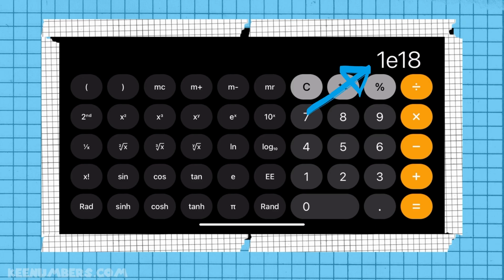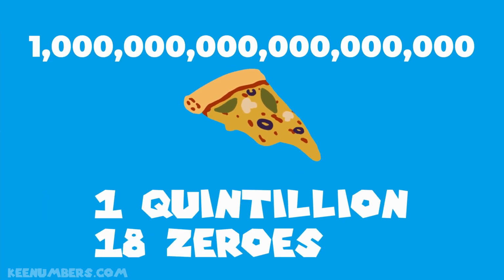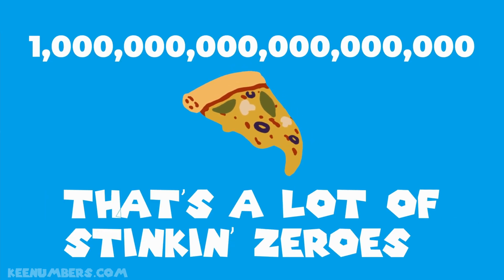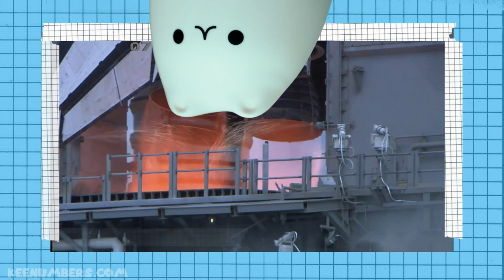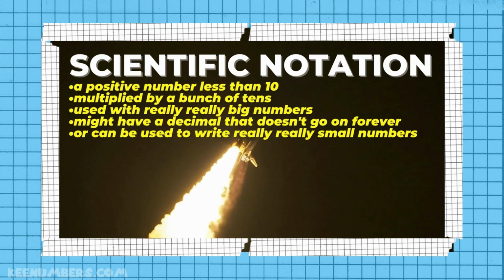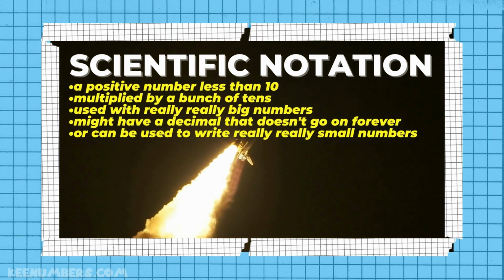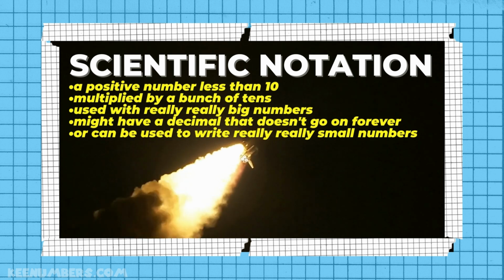What is this then? Ha, a big number. 1 quintillion, 18 zeros. That's a lot of stinking zeros. Well, the E means we're using scientific notation. 5, 4, 3, 2. Scientific notation is a system where we take a really large number and make it small enough that we can see it on our calculator or our piece of paper.